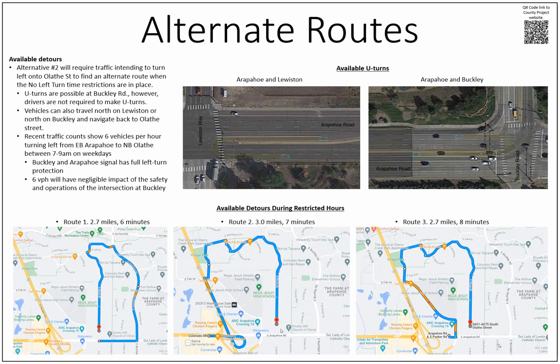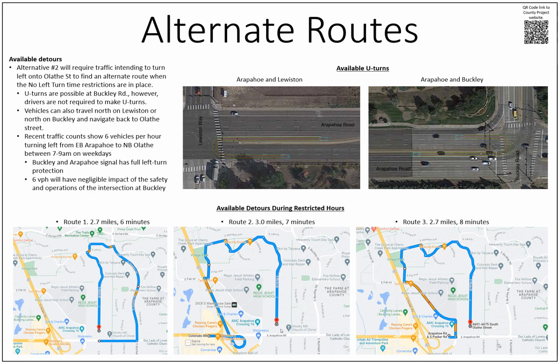Alternate number 2 will require traffic intending to travel east on Arapahoe Road from Olathe to travel west to Lewiston and make a U-turn. Recent traffic count data shows 2 vehicles per hour maximum would be making this movement. This movement is easily accommodated at Lewiston, which has a fully protected double left turn lane.